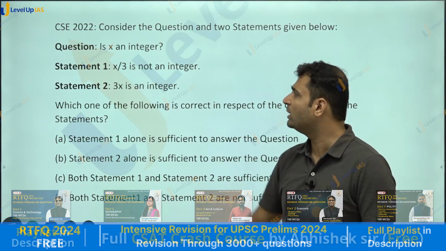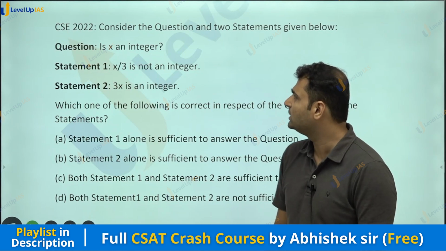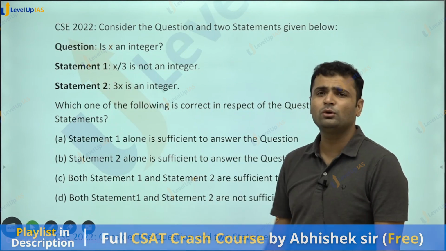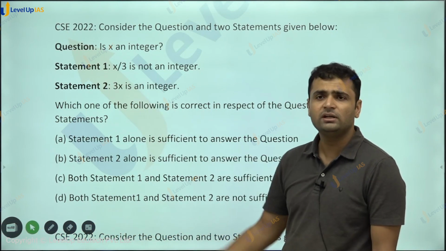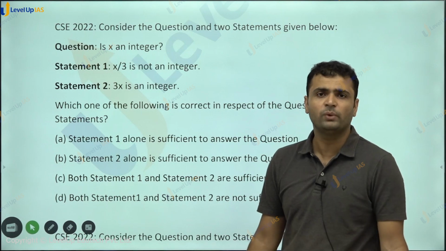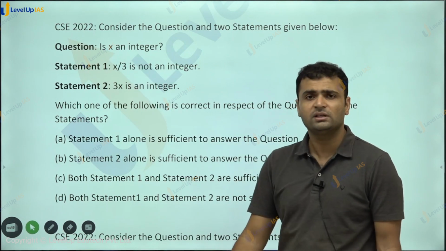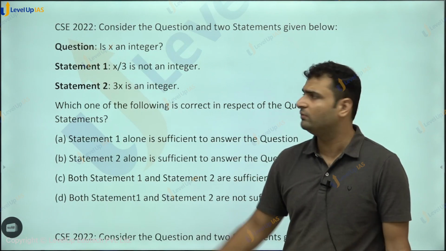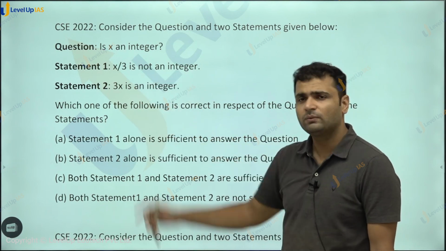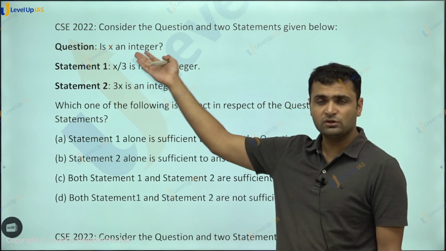But if you combine both, 3x is an integer and x by 3 is not an integer. Let us put x equal to 1 by 3. Then 3x is an integer. Yes, 1 by 3 into 3 is 1. And x by 3 is not an integer. Yes, 1 by 3 divided by 3 is 1 by 9, which is not an integer. So x equal to 1 by 3 satisfies both statements. It is not an integer.